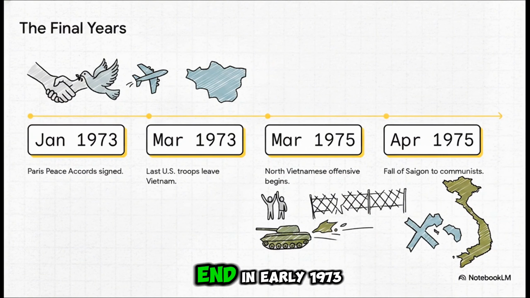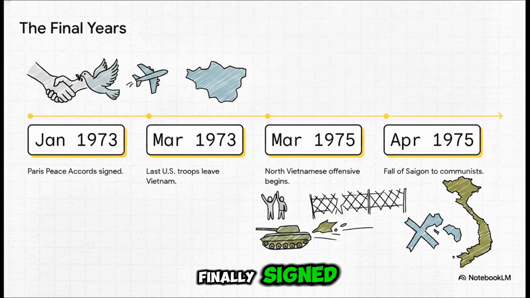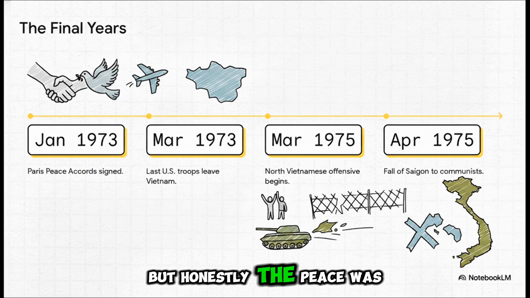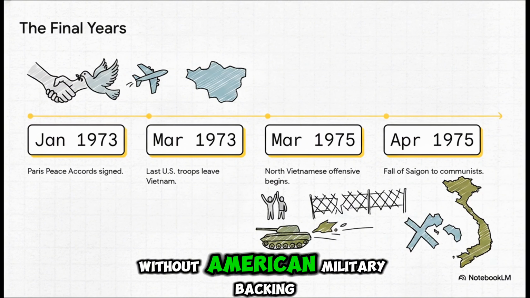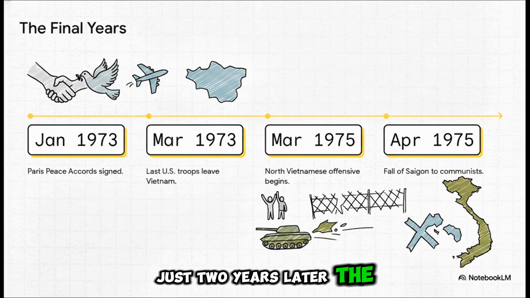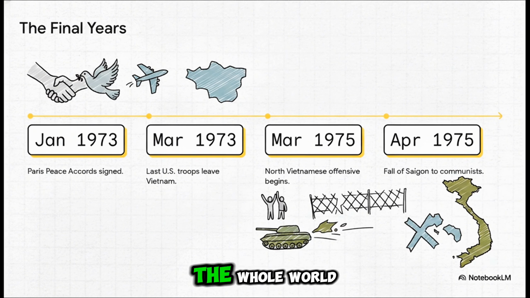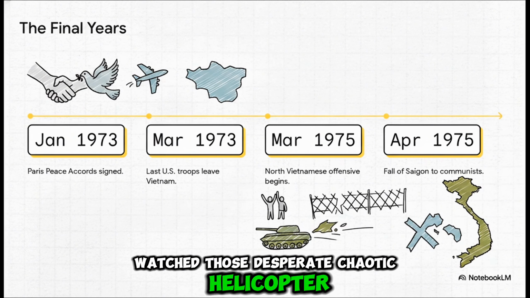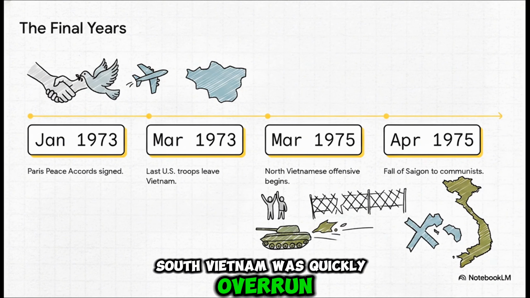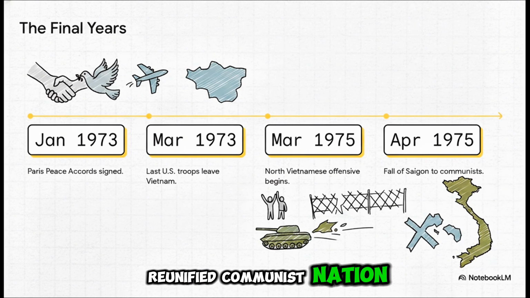Tracing the timeline to the end, in early 1973, the Paris Peace Accords were finally signed. This allowed U.S. forces to leave and prisoners of war to return home. But honestly, the peace was a fleeting illusion. Without American military backing, South Vietnam was incredibly vulnerable. Just 2 years later, the North Vietnamese launched a massive final offensive. By April 1975, the whole world watched those desperate, chaotic helicopter evacuations from the U.S. Embassy roof as Saigon fell. South Vietnam was quickly overrun, permanently erased from the map, and fully absorbed into a reunified communist nation.